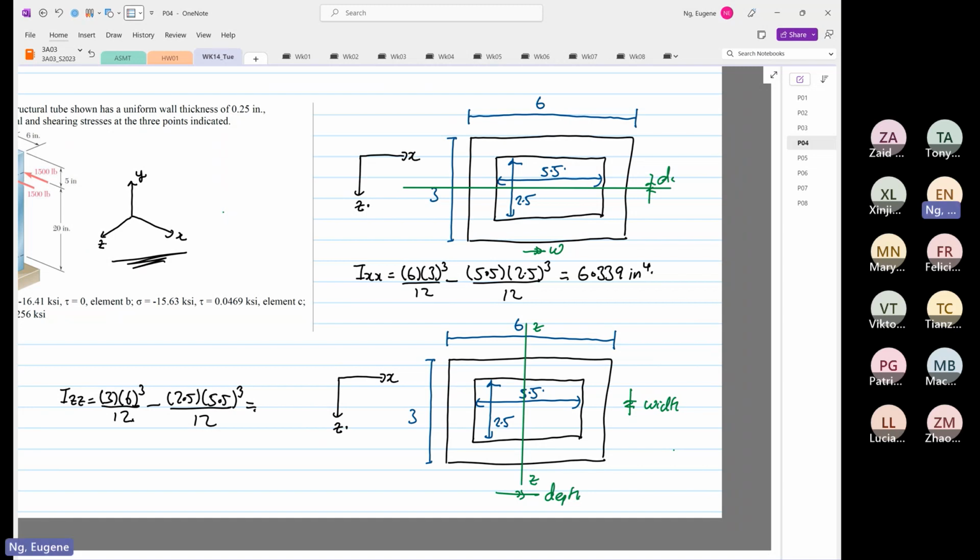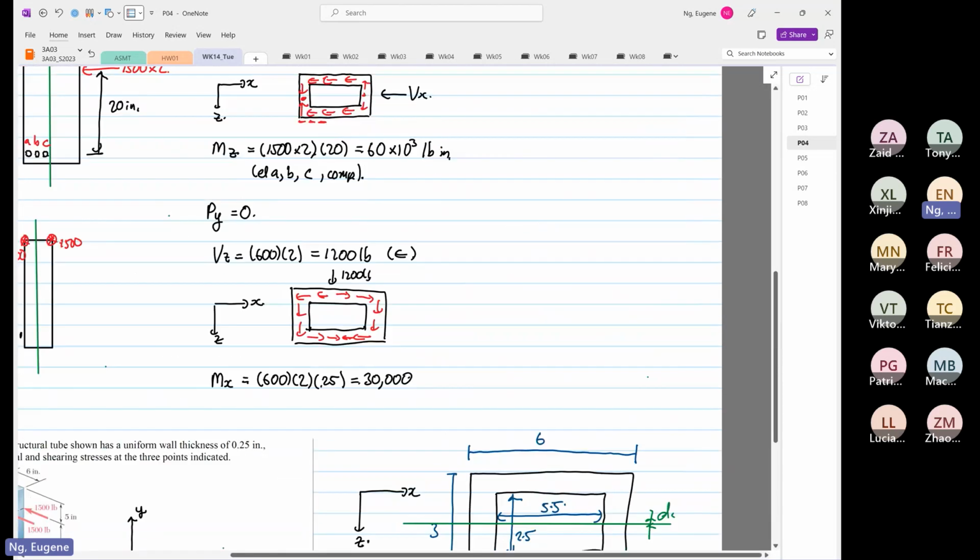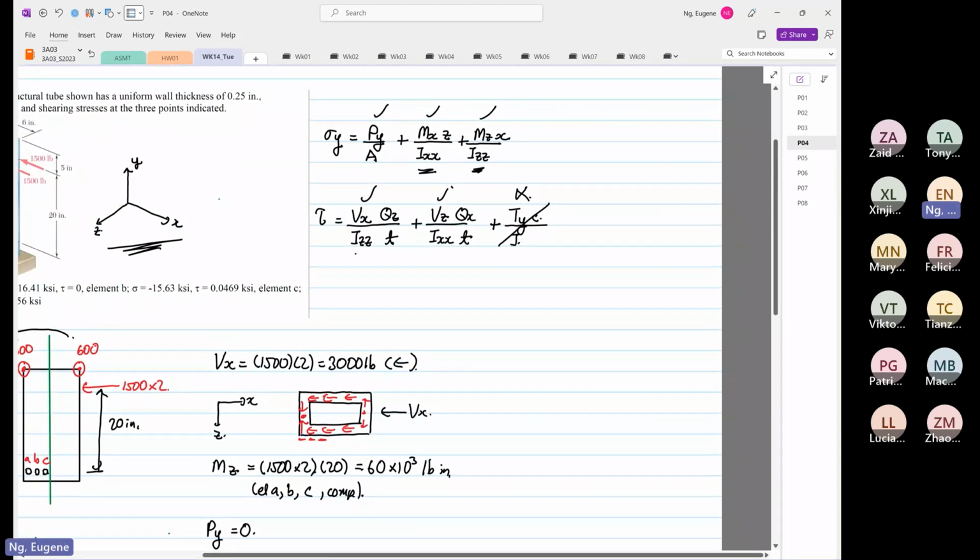19.339. Okay, this is 19.339 inches to power 4. Okay, so let me check again. 3 times 6 power 3 divided by 12 minus 2.5 times 5.5 power 3 divided by 12, 19.339. Okay, so we have our IZZ, IXX.